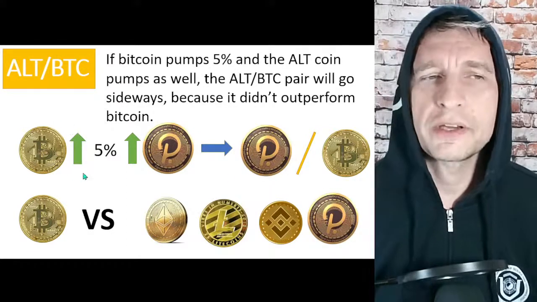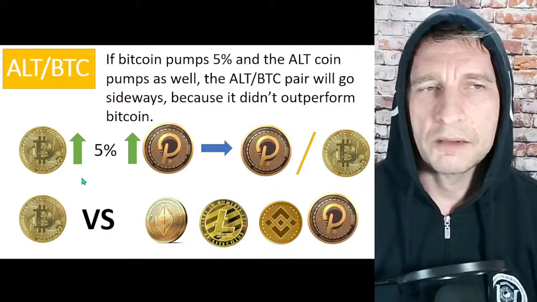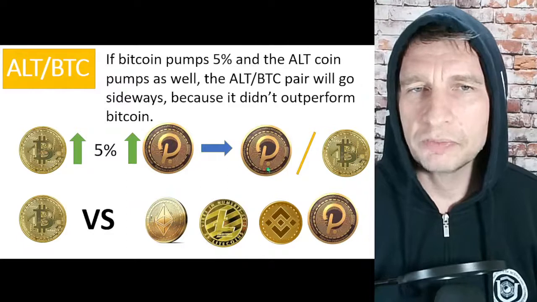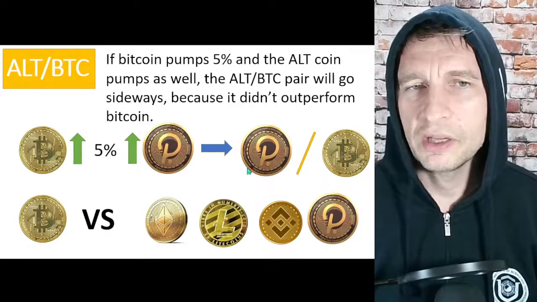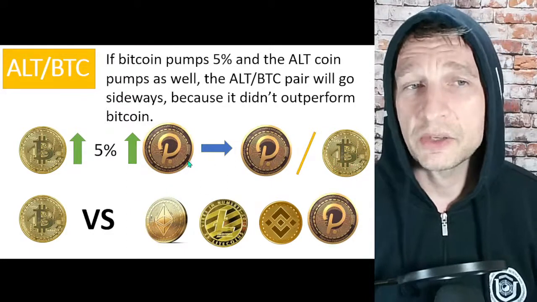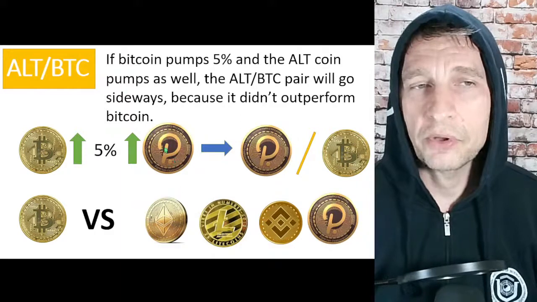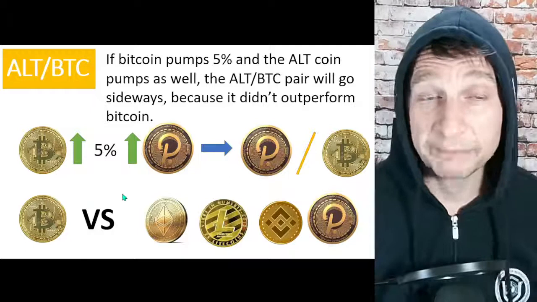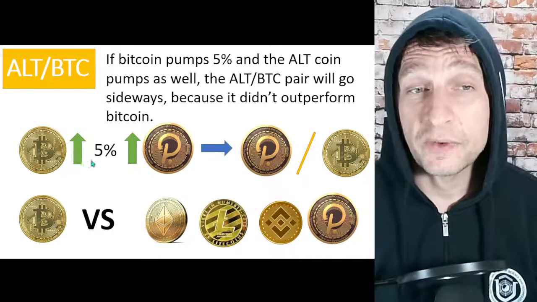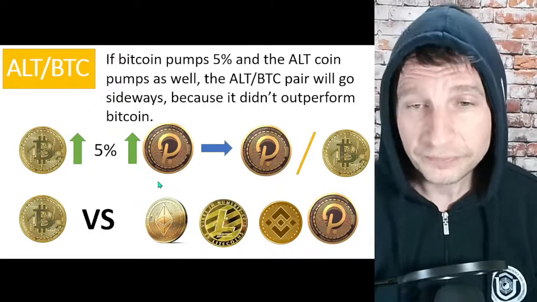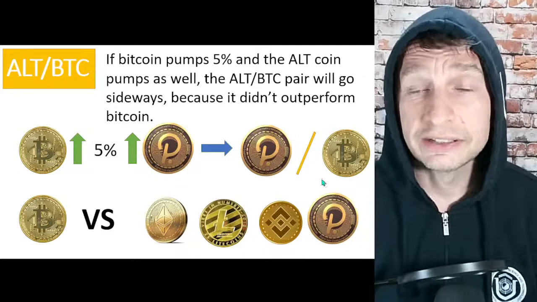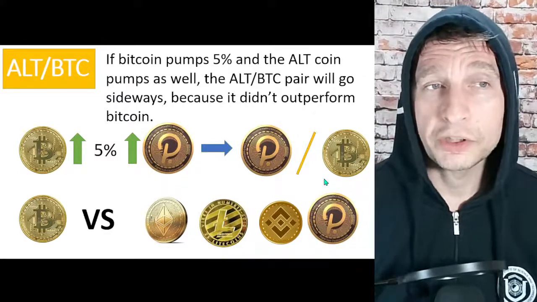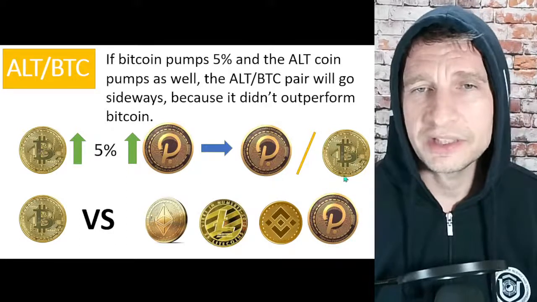But in the case where Bitcoin moves up, let's say 5%, the pairing of Polkadot Bitcoin will go sideways in the case of Polkadot and Bitcoin pumping at the same time. So actually having both of these move up at the same time is not beneficial in that case. It is beneficial if you are trading alt USDT pairs or BTC USDT pairs.